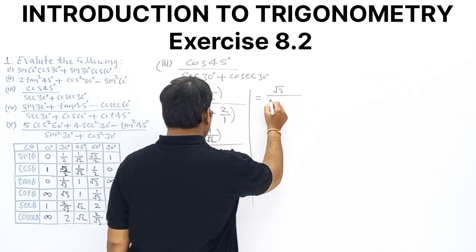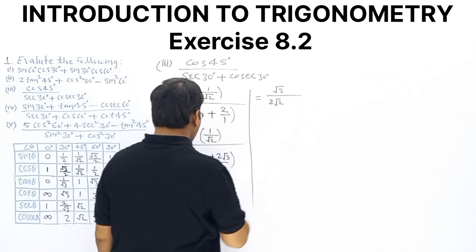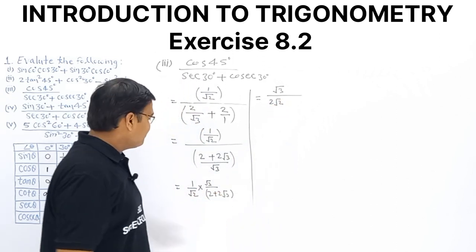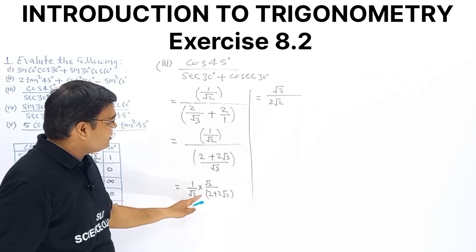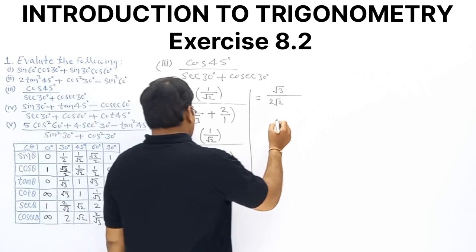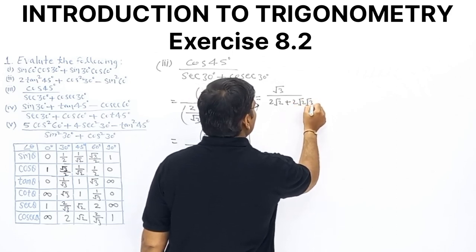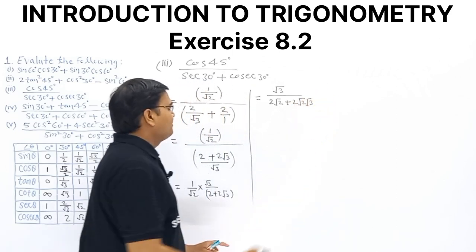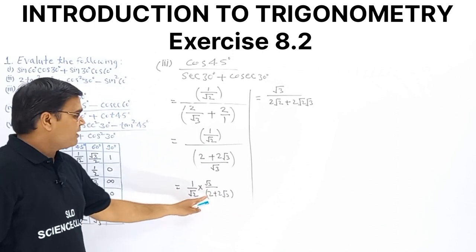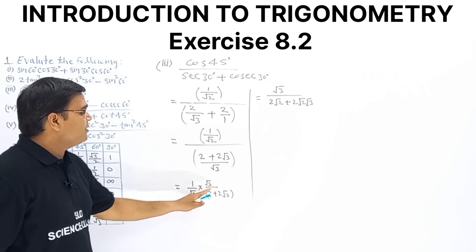Then this can be written as 2 square root of 2, and we are applying the distributive law. This will be multiplied by this one, this will be multiplied by this one. So plus 2 times square root of 2 into 2 square root of 3. Observe, easy. Distributive law we are applying. This will be multiplied by this one, this will be multiplied by this one.